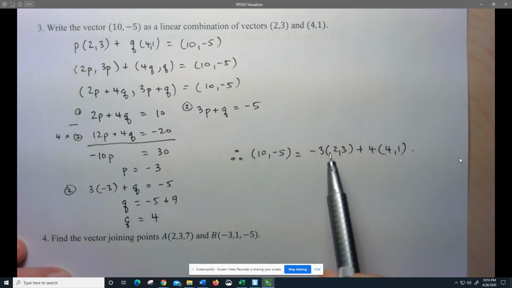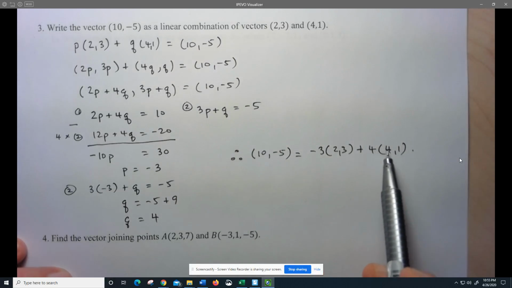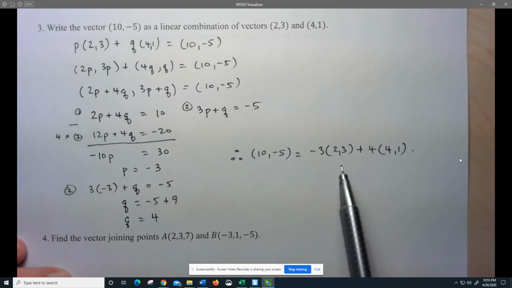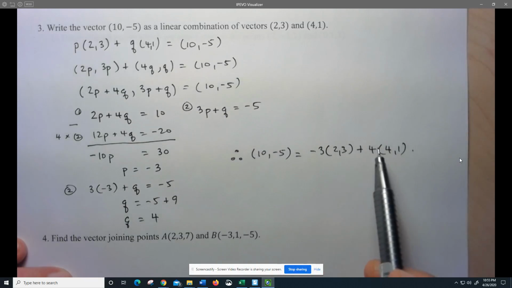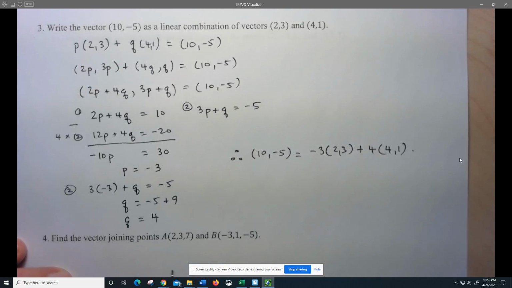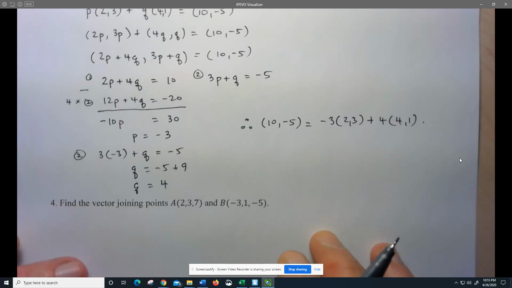So let's check what we have. We have -6 plus 16 is 10, and let's check the y values. -9 plus 4 is -5. So there we go, the right answer. All right, let's move on to number 4.